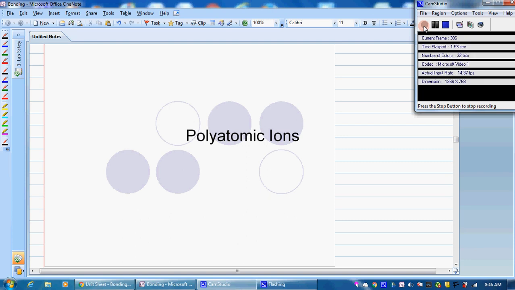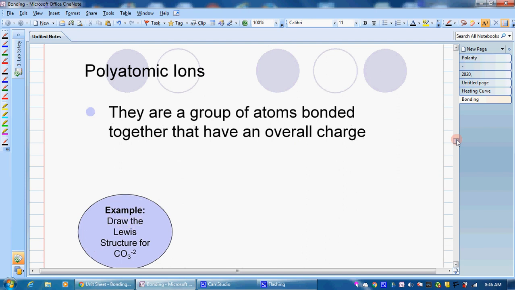Polyatomic ions are a little bit different than both our covalent and our ionic bonding. How they're different is if you look right here, you can see that they have a charge. So we're going to count our electrons the same as we have been. That carbon would have 4 electrons here. That oxygen would have 6.